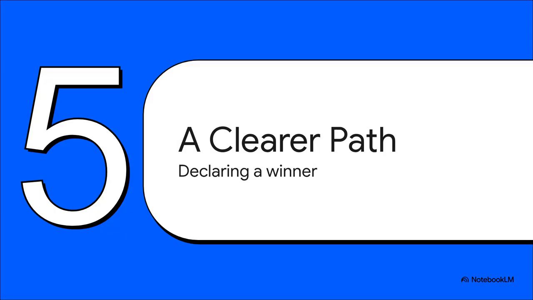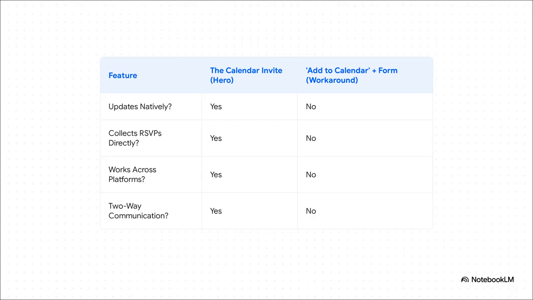So, after looking at all this, the protocols, the RSVPs, the updates, the path forward becomes incredibly clear. Let's put these two contenders side by side one last time. Yeah, the scorecard isn't even close, is it? Does it update natively? Does it collect RSVPs? Does it work everywhere? Is it a true two-way conversation? The native calendar invite gets a yes all the way down while the workaround fails on every single count.